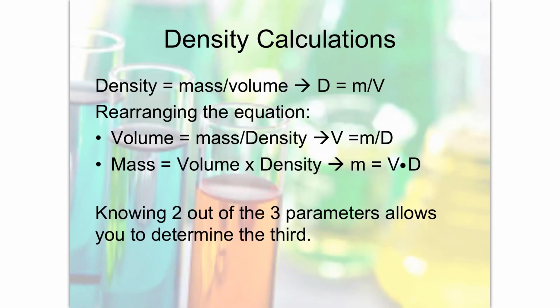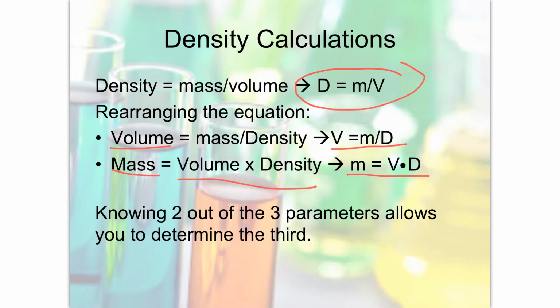Okay, so there's several ways that you can do density calculations, and it's based on rearranging the equation. So here's my general equation, right? And I can rewrite it several ways. If I wanted to find the volume, it is equal to the mass divided by the density. If I wanted to find the mass, it's volume times density, and therefore that's that. So if you know 2 out of the 3 parameters, you can determine the third.